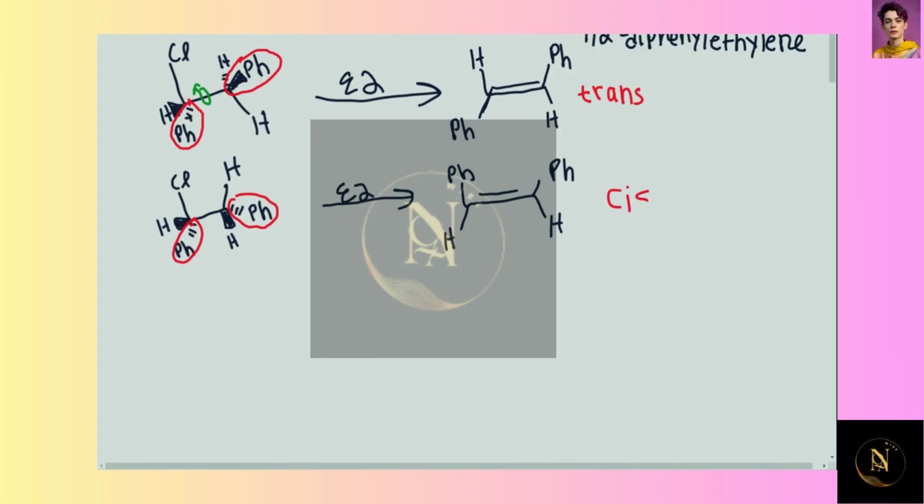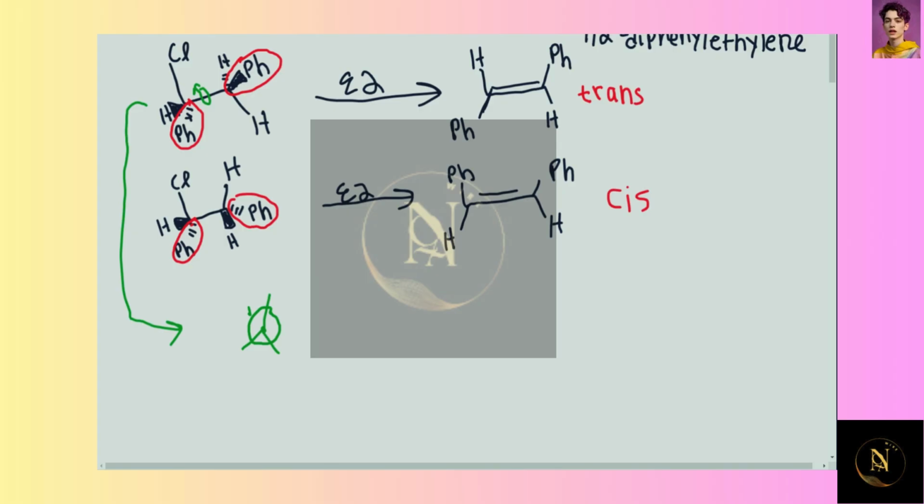All right. And now the question asks us to draw the Newman projections that will lead to these products, and we want to explain why the trans-alkene is going to be the more predominant product. So why don't we go ahead and draw the Newman projections for each. So I'll go ahead and draw the first one here.